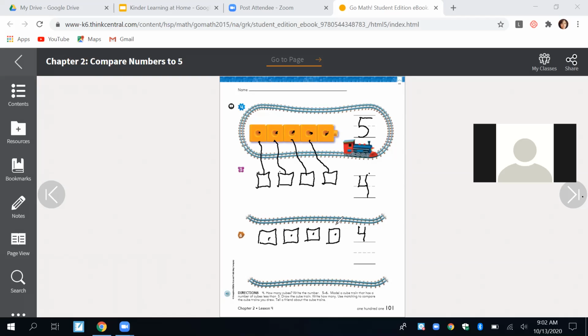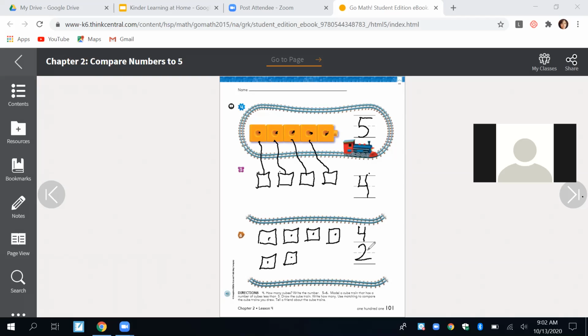Now, can you give me another number? 2. Okay, you want me to draw 2? Okay. Now, I'm gonna draw my number so I don't forget. Okay, can you mute your microphone, please? We don't want to get confused.